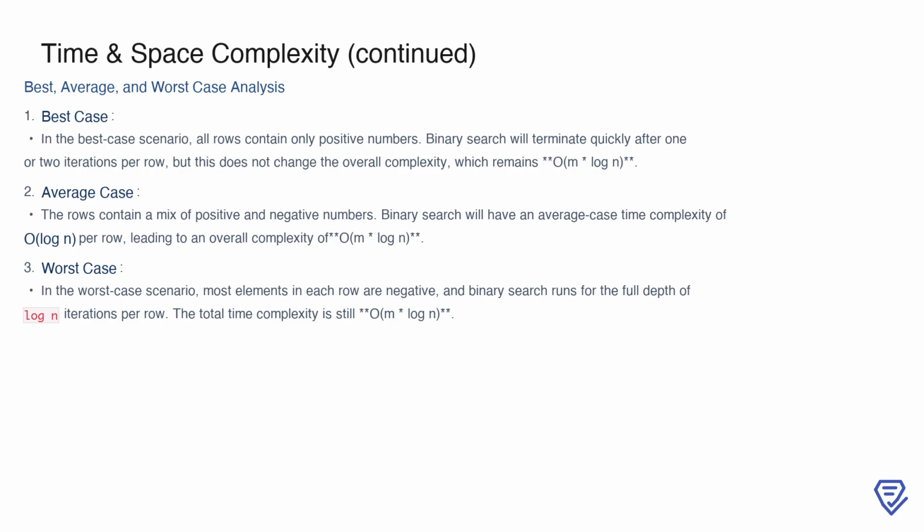In the average case, the rows contain a mix of positive and negative numbers. Binary search will perform its usual log n operations for each row, leading to an overall complexity of m * log n. In the worst case, most elements in each row are negative, meaning binary search runs for the full log n iterations on every row. Despite this, the total time complexity remains m * log n. Thus, regardless of the input distribution, the algorithm maintains this asymptotic efficiency.